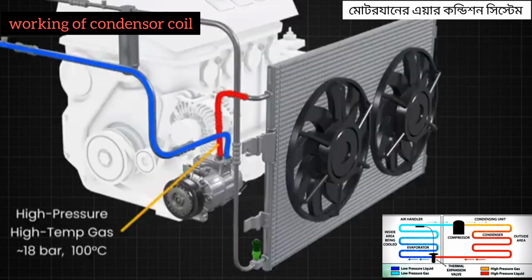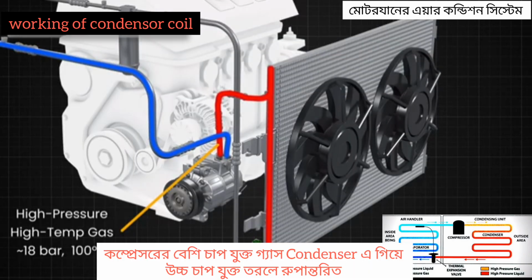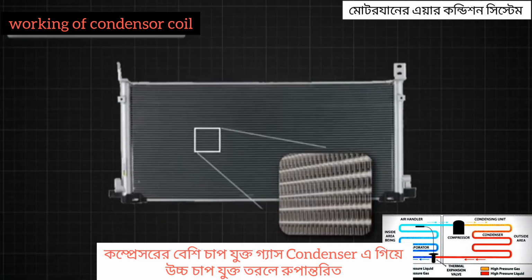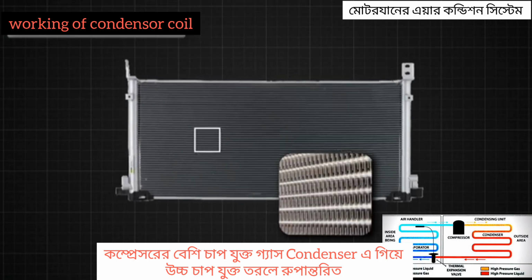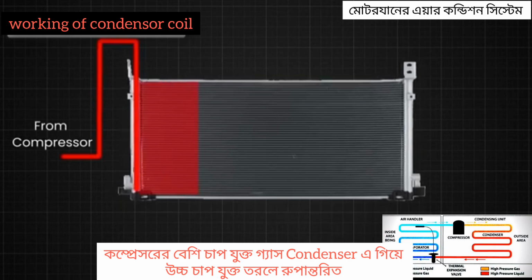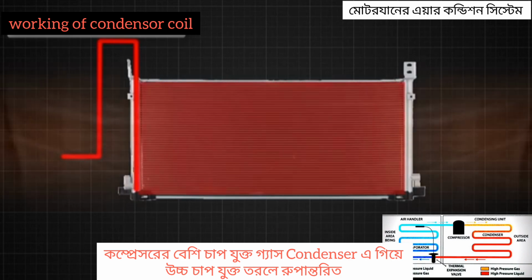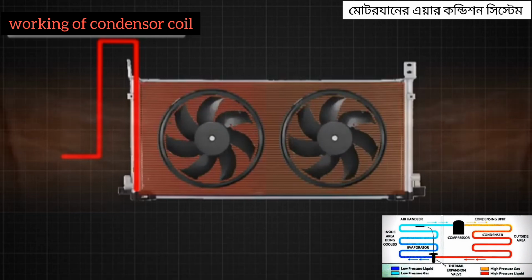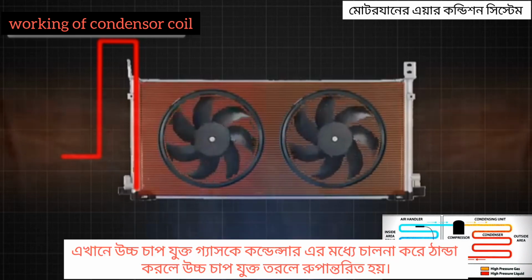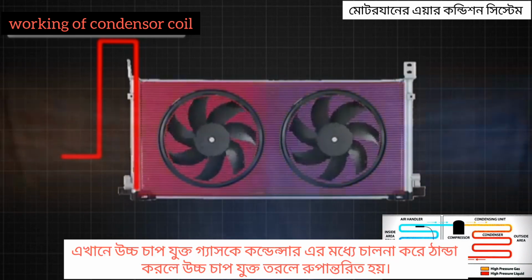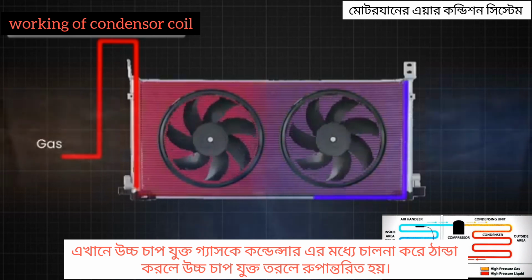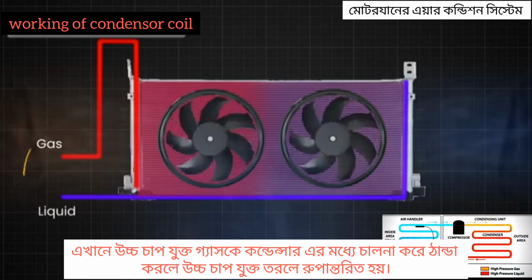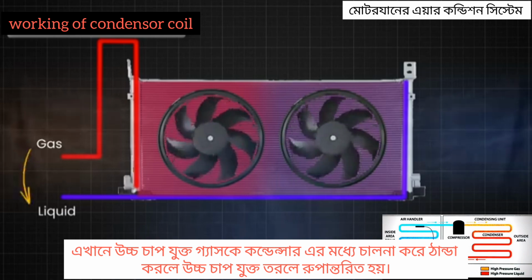This hot gas flows into the inlet of the condenser, which is usually located at the front of the vehicle and consists of tubes and fins that provide a large surface area for heat exchange. As the hot refrigerant gas from the compressor flows through the condenser coils, it releases heat to the surrounding air. The condenser fan and vehicle motion ensure that sufficient air passes over the condenser to dissipate heat effectively, enhancing the cooling process. As the refrigerant loses heat, it begins to change from a high-pressure gas to a high-pressure liquid.